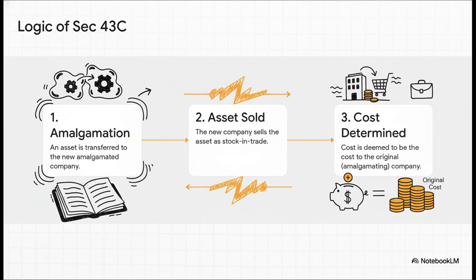Under the 1961 Act, you would have had to specifically find and then apply Section 43C. This section laid out the rule. The cost for the new company is deemed to be the same as it was for the original company, plus any costs they incurred in the transfer. It was a very specific rule for a very specific situation.